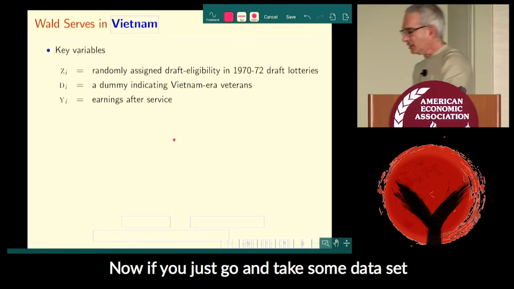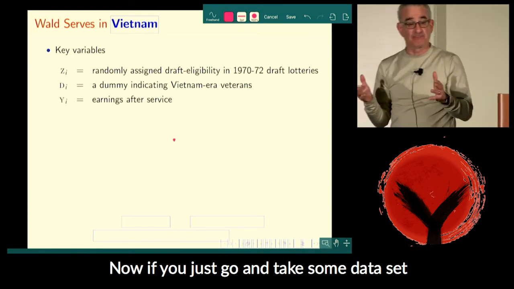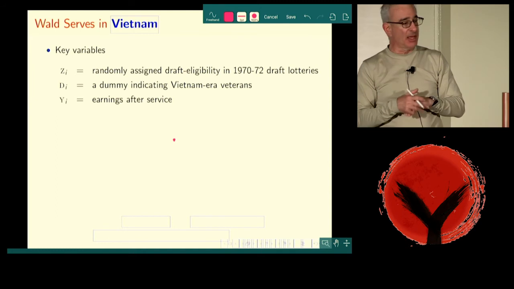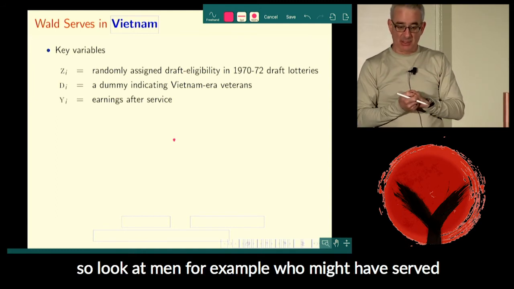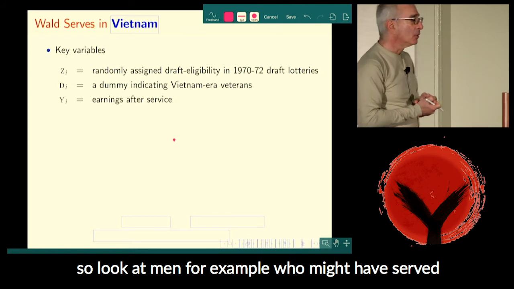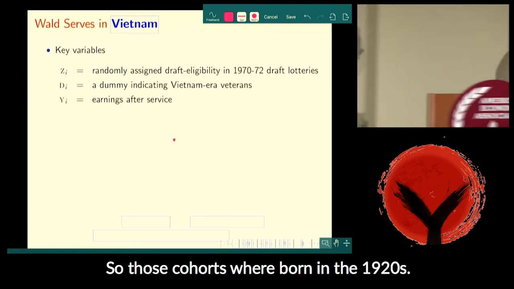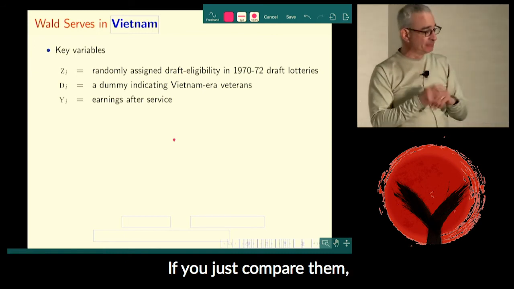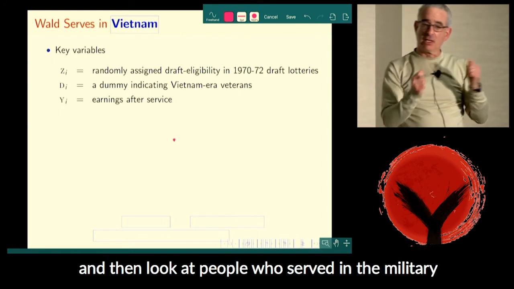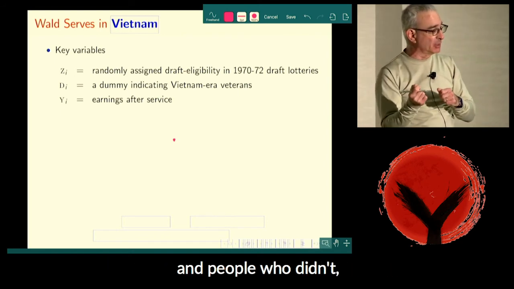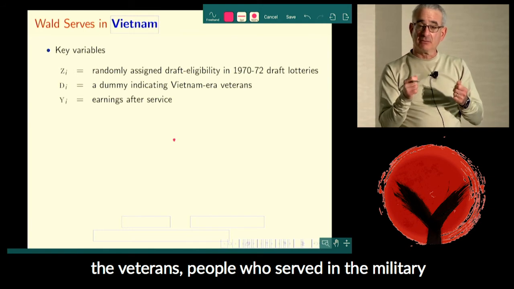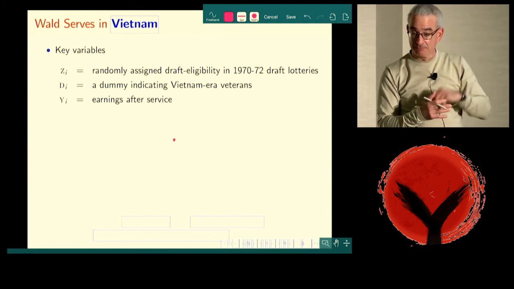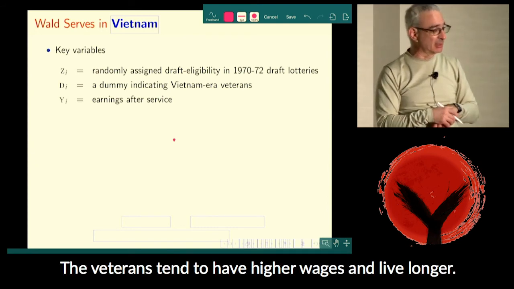Now, if you just go and take some data set and you look at men who are of a cohort where they potentially would serve in the military. So look at men, for example, who might have served in World War II. So those cohorts were born in the 1920s. If you just compare them, men who were born in the 1920s, and then look at people who served in the military and people who didn't, the veterans, people who served in the military, tend to have higher wages and live longer. The veterans tend to have higher wages and live longer.